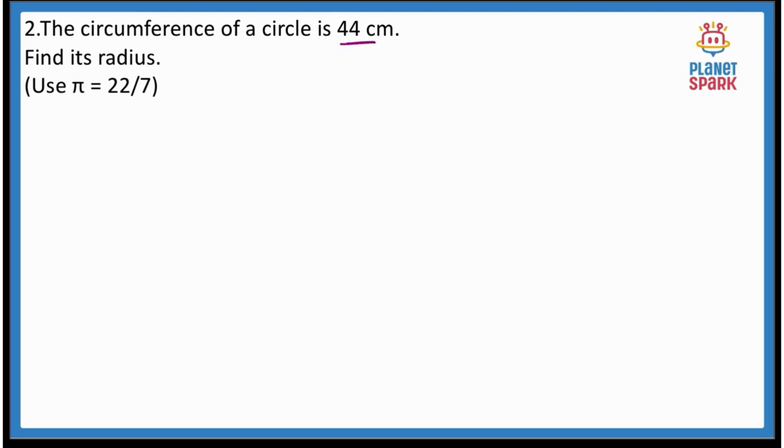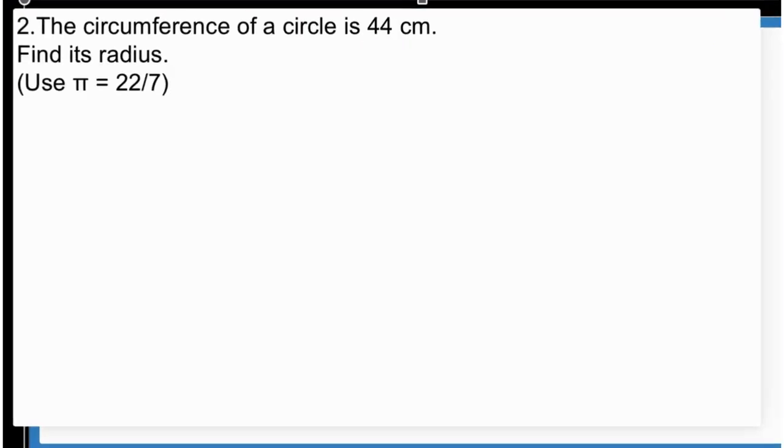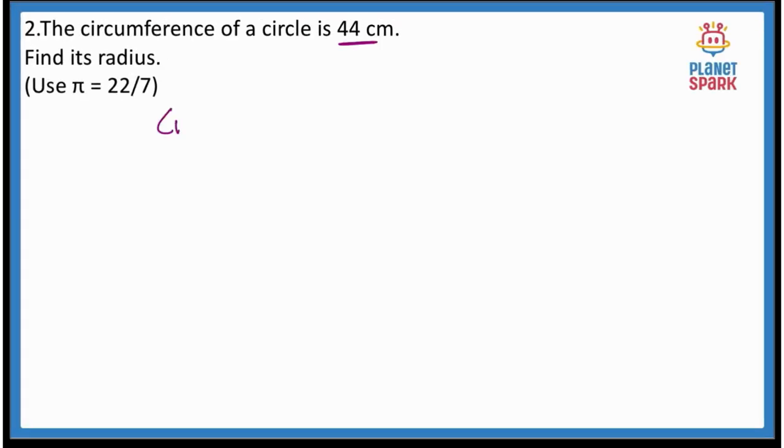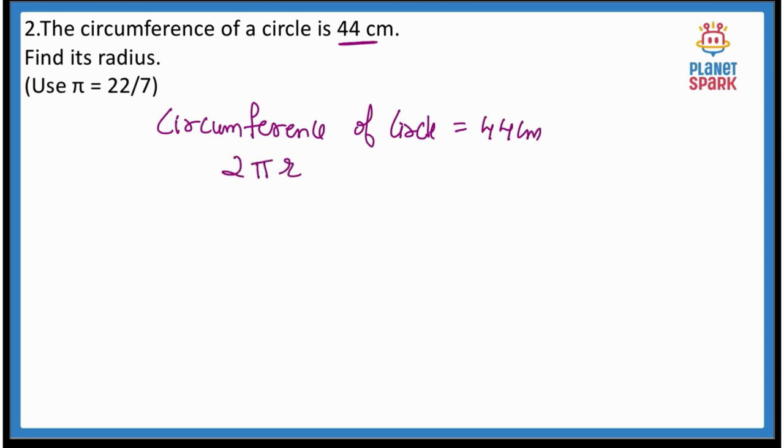The next question: the circumference of the circle is 44 centimeter. We have to find out its radius. Now in the previous question we were given the radius and had to find the circumference. This is the reverse order question. We are given the circumference, we have to find out the radius. So circumference of circle is 44, so 2 pi r is equal to 44. 2 into 22 by 7 into r is equal to 44.